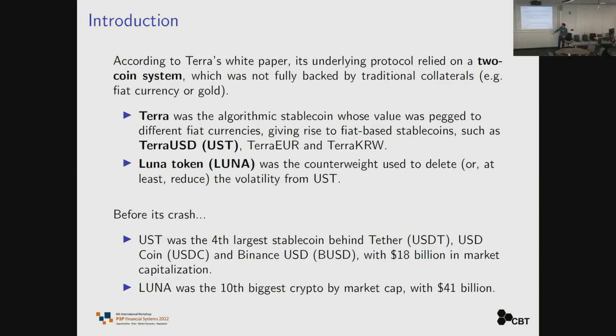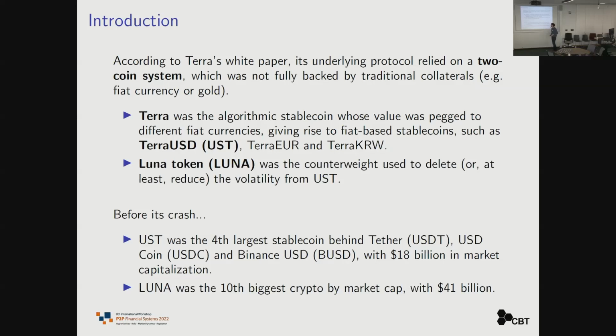And the most important one is TerraUSD. It could be TerraEuro, but the most important one is the dollar, pegged to the dollar. And Terra should be equal to 1. And the Luna token is the counterpart, the native currency that is used. It should be able to reduce the volatility of the stablecoin. Obviously, you know that it didn't work.